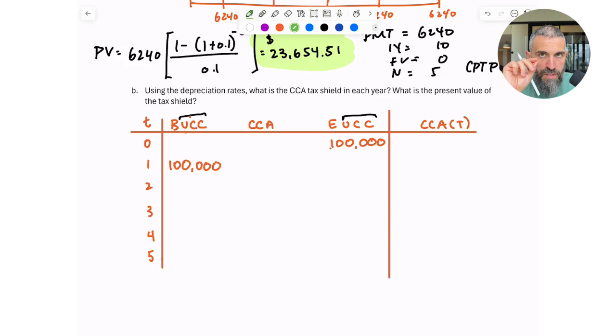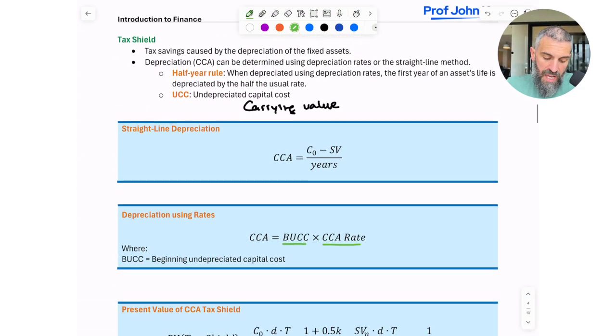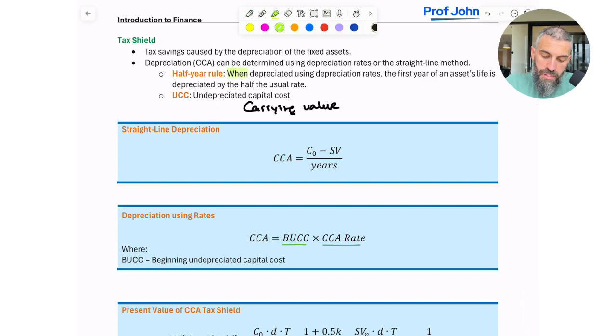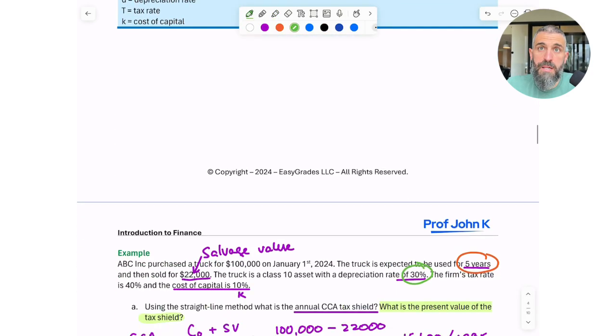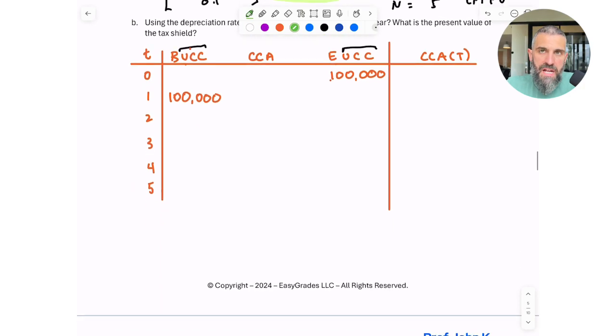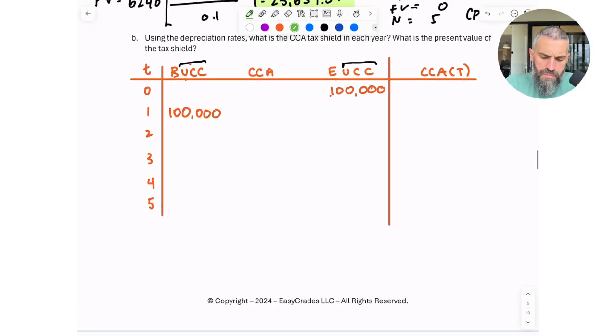But now focus, because the next thing I'll say is where everyone forgets. In the first year, you can only use half the rate. It's called the half-year rule. When depreciation is found using the depreciation rate, the first year of an asset's life can be depreciated by half the usual rate. Only in the first year. It's in the tax code. And basically, even though our CCA rate is 30%, we're in the first year only going to take 15%. So your depreciation in year 1 is $15,000.